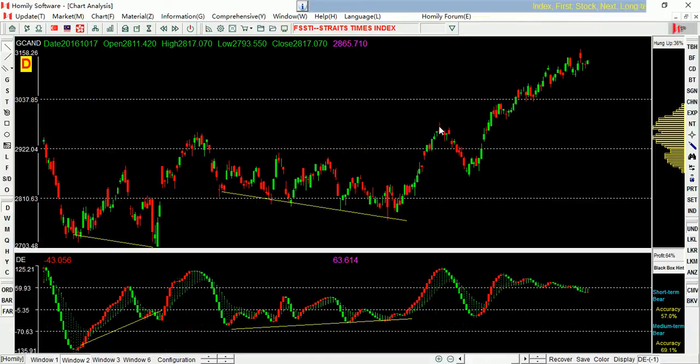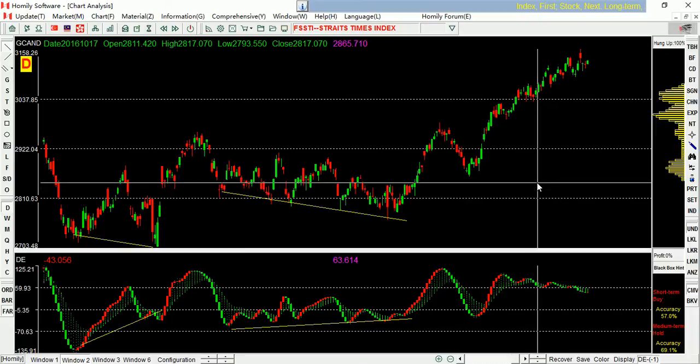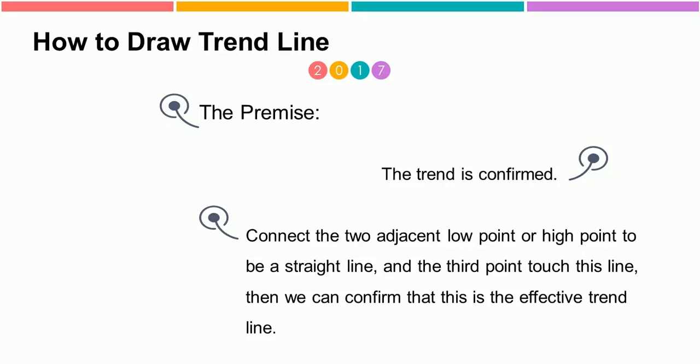Okay, so now the price is in bottom deviation. You should pay more attention to the short-term risk for the Singapore market. Okay, so this is the deviation expert.